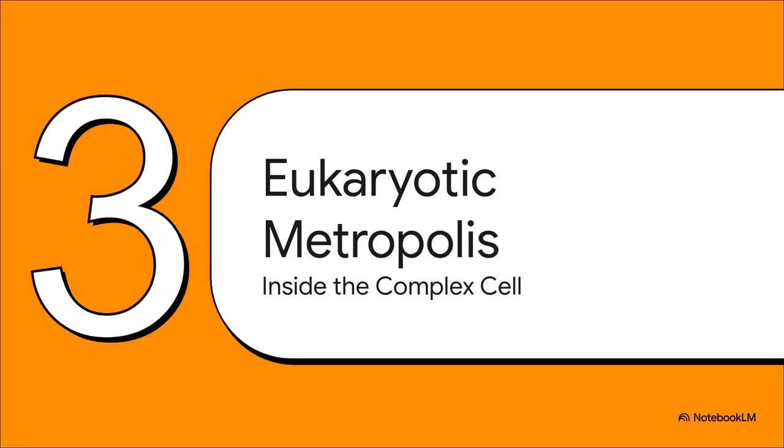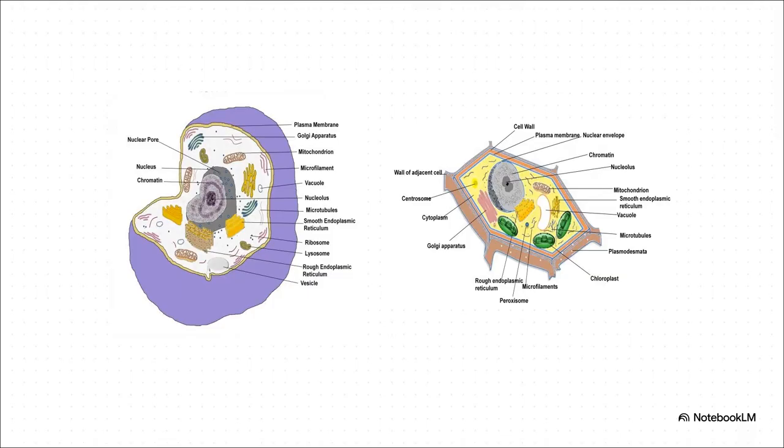All right, section 3, the eukaryotic metropolis. Leaving the rugged, exposed landscape of the simple prokaryote behind, we are now crossing the threshold into the highly specialized, organelle-filled metropolis of the eukaryotic cell. This right here is the blueprint for everything from the yeast in your bread to the neurons in your brain. Comparing these two layouts, you have the bustling animal cell, and then you have the structurally rigid plant cell. Both are incredibly complex, but they've adapted to solve very different biological problems.